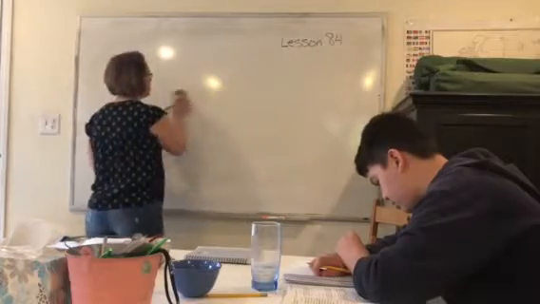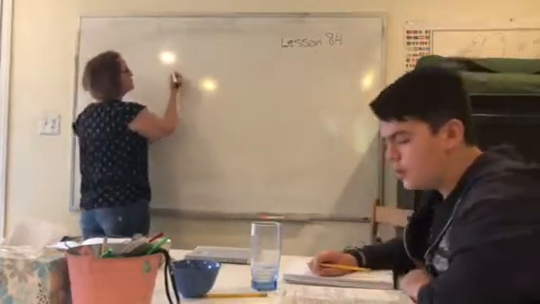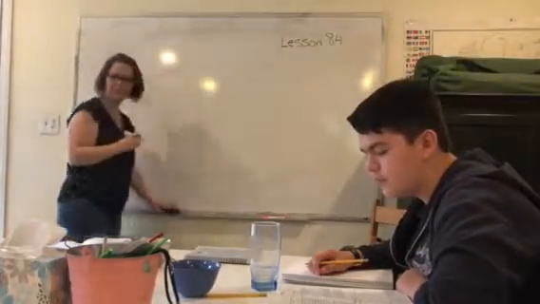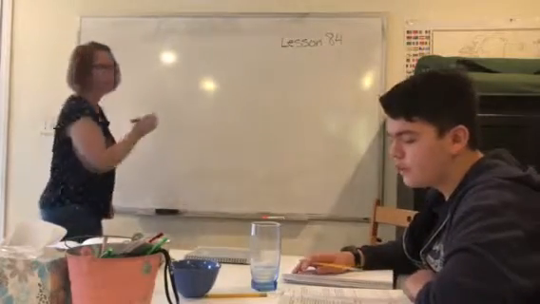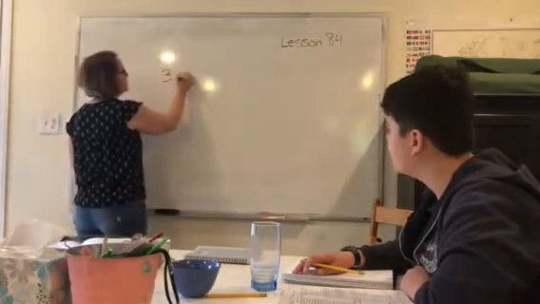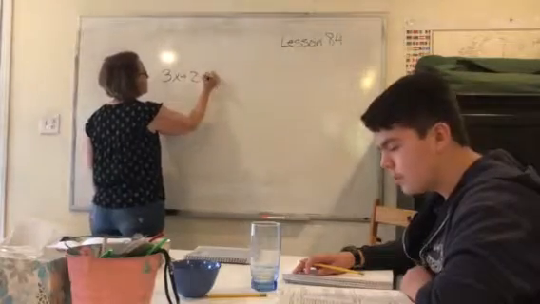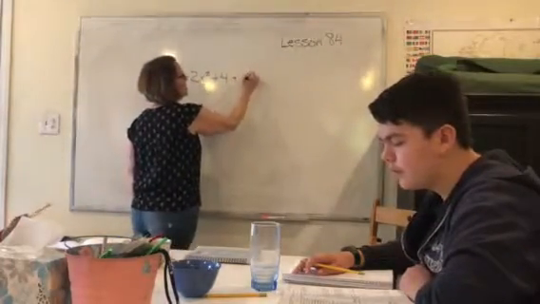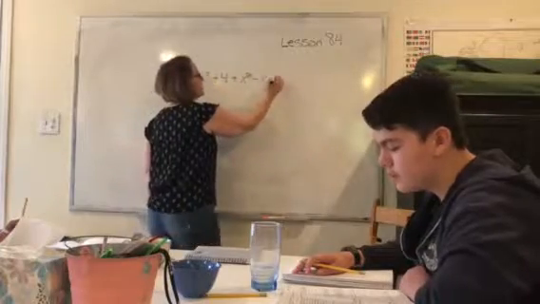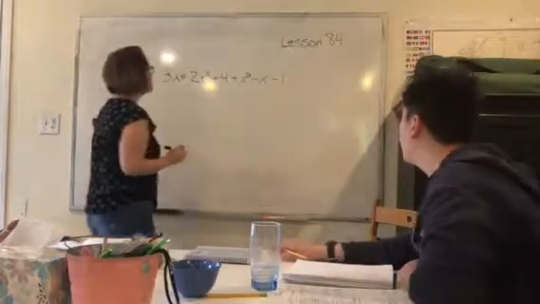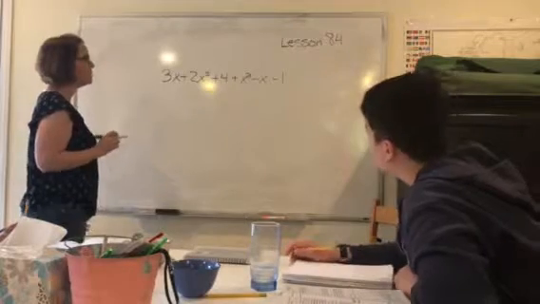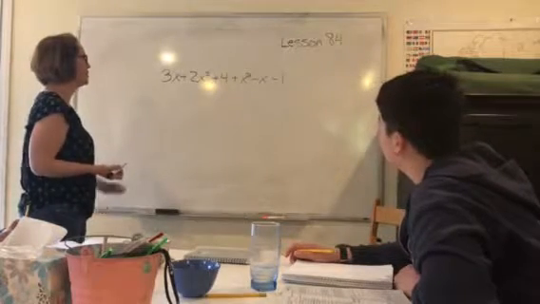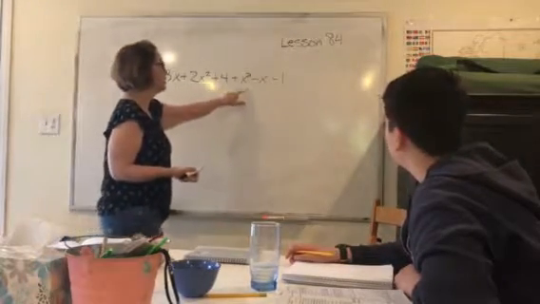Example number 2. Could you read it to me? Collect like terms in the algebra. It says 3x plus 2x squared plus 4 plus x squared minus x minus 1. Okay, so when I look at this, first of all, how many terms do I have originally? 1, 2, 3, 4, 5, 6.